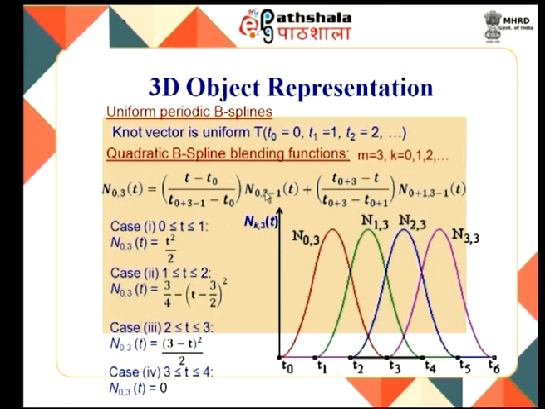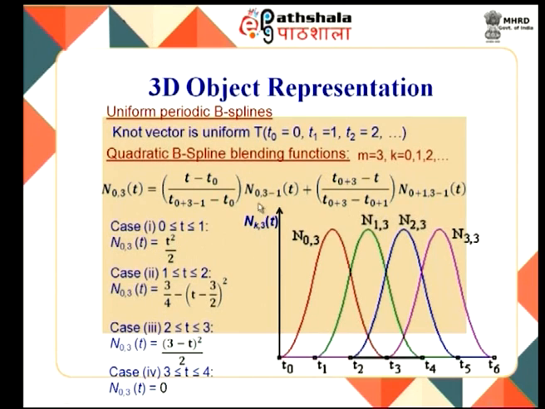As we know from the recurrence relation, a B-spline blending function of order 3 can be derived from 2 B-spline blending functions of order 2. So 3 minus 1, 3 minus 1. Using that we can formulate this equation. As we did with linear B-splines, we can take the first case where t is assumed to be between 0 and 1, and n0 comma 3 of t is equal to t squared by 2.